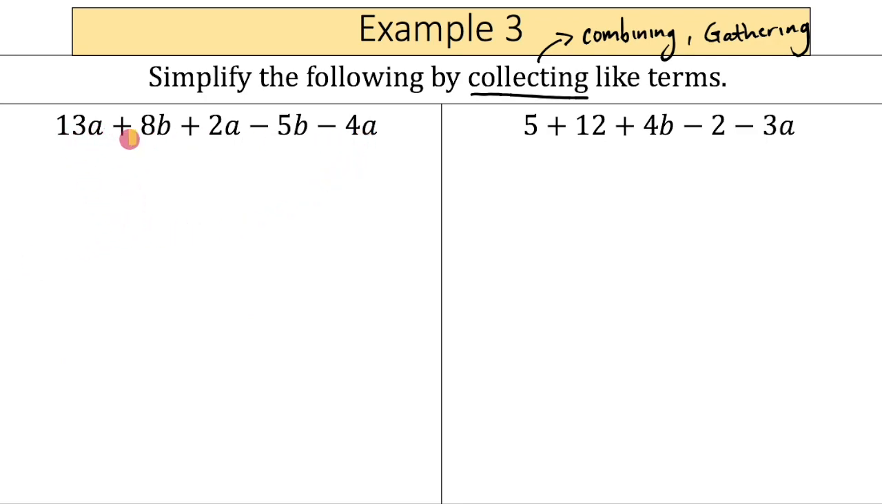We have 13a plus 8b plus 2a minus 5b minus 4a. Now remember, what we're trying to do is simplify the following by collecting like terms. So let me begin by highlighting my like terms. I have 13a, I have plus 2a, and I have minus 4a. I know that all of these are like terms because they share the same pronumeral a. Let me now get another highlighter and highlight plus 8b minus 5b. And again, I know that these are like terms because they have the same pronumeral, b.